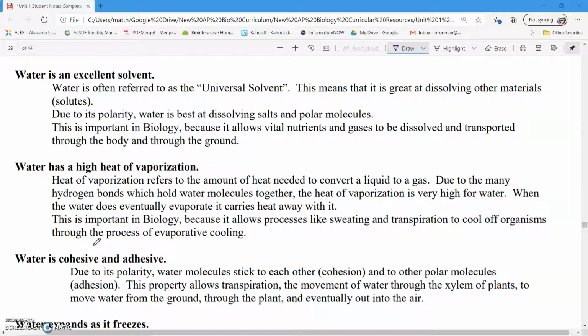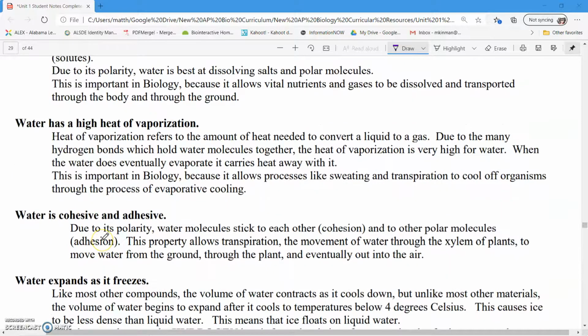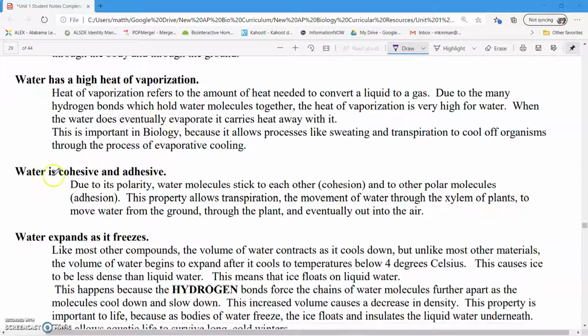So if I ever ask you, what is an example of an advantage of water having a high heat of vaporization for living things like us? Sweat. So whenever your external body temperature reaches a certain temp, your sweat glands secrete sweat. That heat from the skin is absorbed, and then the sweat evaporates and takes that heat away from your body, cooling you off.